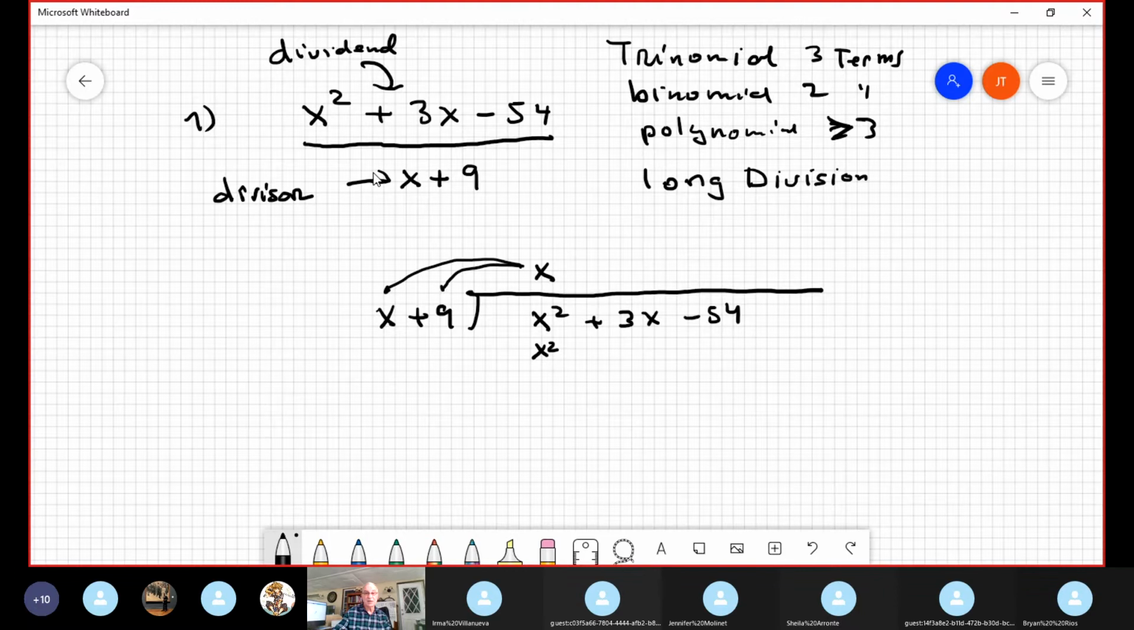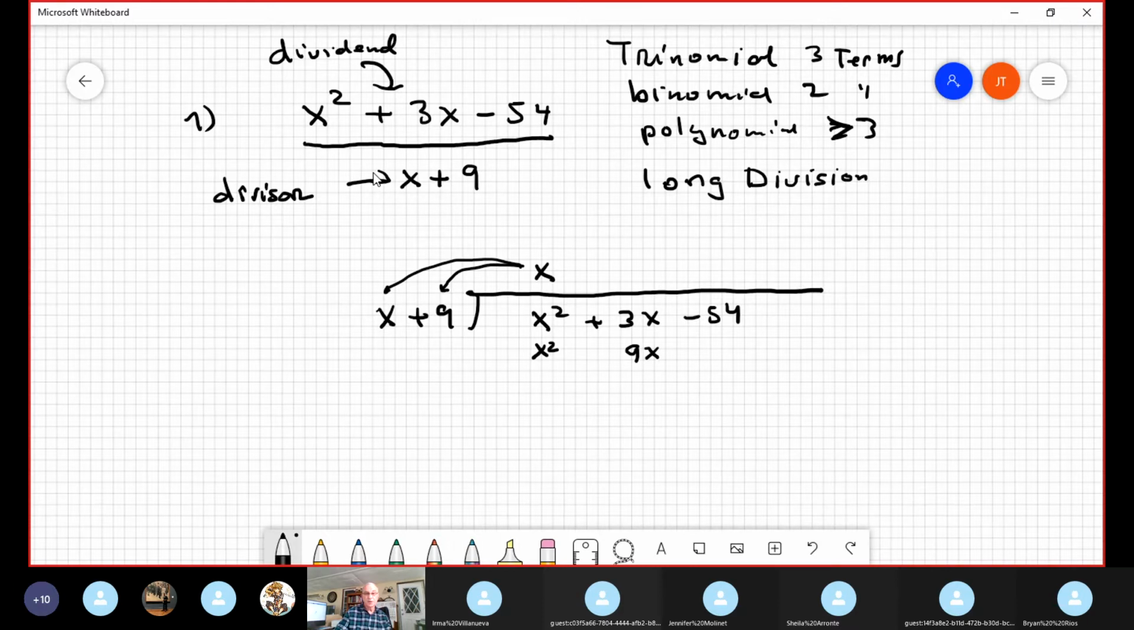Now x times 9 is 9x. I put it here. It's important to keep the organization. One column for the x squared, another column for the x to the 1 power, and another column for the x to the 0 power. No? Okay, 0 power is 1, it's invisible. Any number or quantity raised to the 0 power is 1. Okay, I did this multiplication.